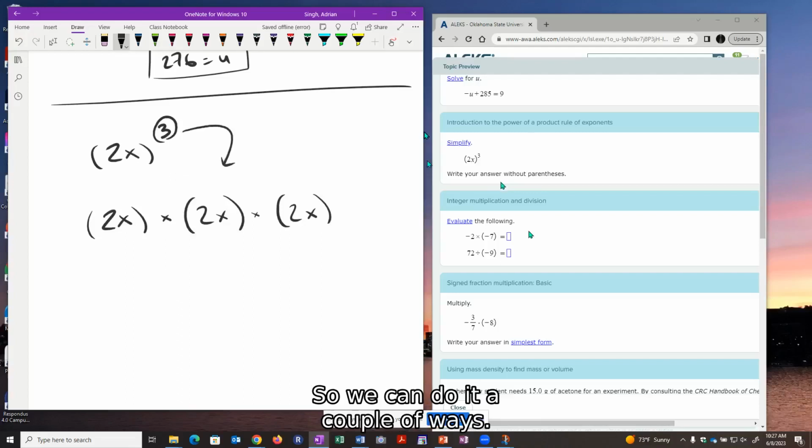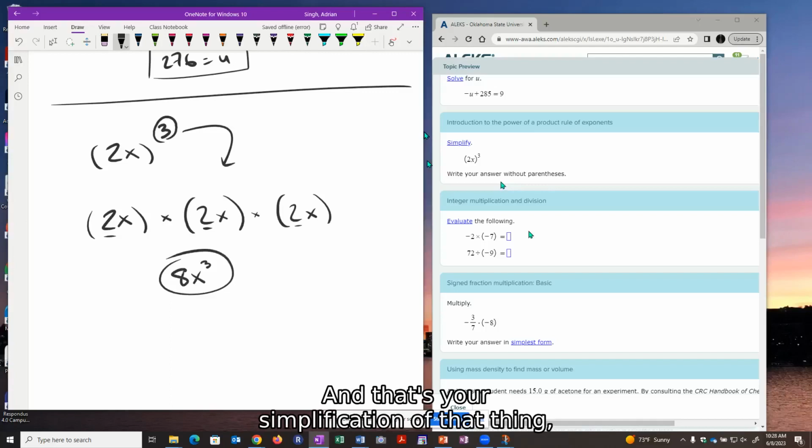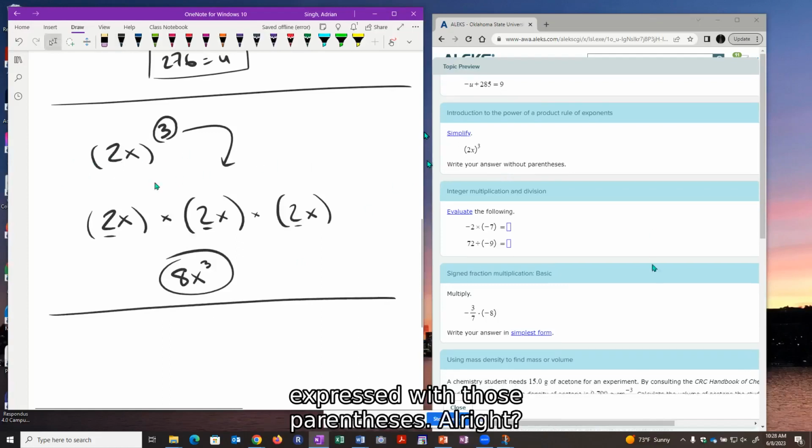We can do it a couple ways. We can do the 2 times 2 times 2. So that's 2 times 2 is 4, times 2 is 8. And then x times x times x is x cubed. And that's your simplification of that expression with those parentheses.